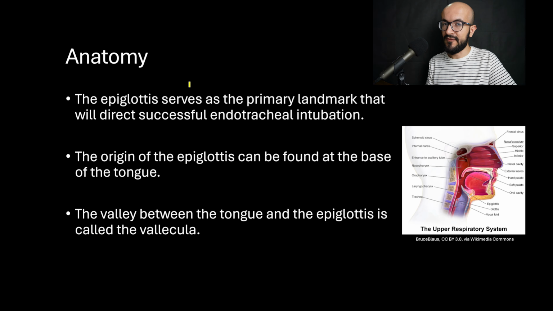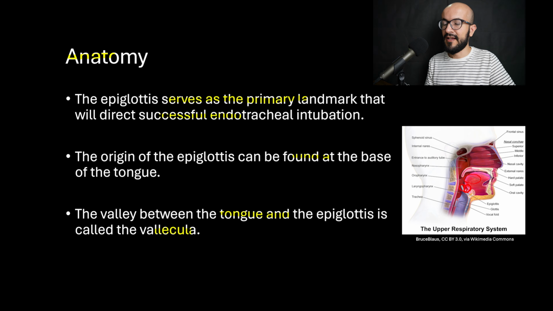You also have to be familiar with the anatomy. So the epiglottis serves as the primary landmark that will direct successful endotracheal intubation. And the origin of the epiglottis can be found at the base of the tongue, and the valley between the tongue and the epiglottis is called the vallecula. So as you can see in this picture here, this is the epiglottis, and this here is the tongue, and between the epiglottis and the tongue we have the vallecula.